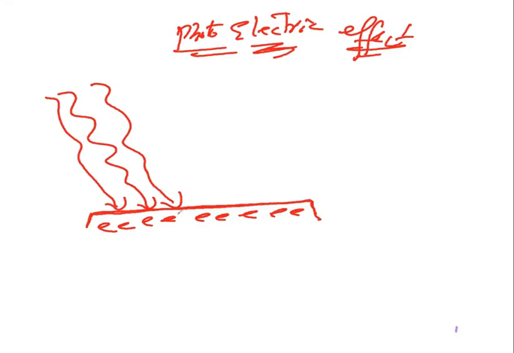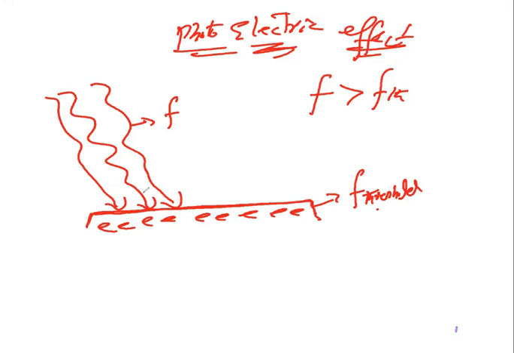But this photon has a specific frequency. If the light frequency is less than the threshold frequency, then the electron will not leave this metal. But if the frequency of the photons is greater than the threshold frequency, it means the energy of this photon is greater than the electron's binding energy. So the electron will absorb this photon's energy and leave this atom, this metal. Here the electrons will flow like this, so we get electricity from the photons through the photoelectric effect. That's why it is called the photoelectric effect. We get electricity through photons.